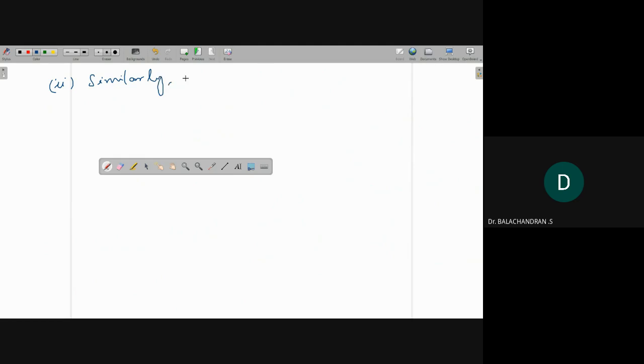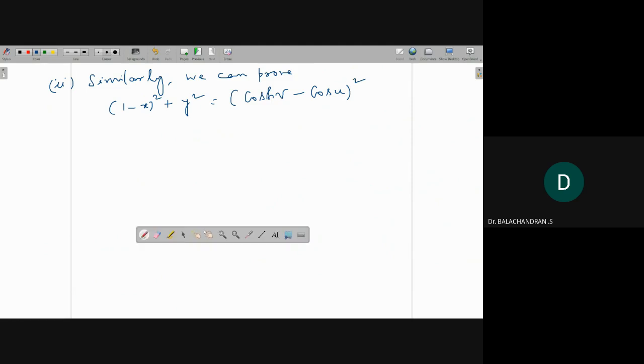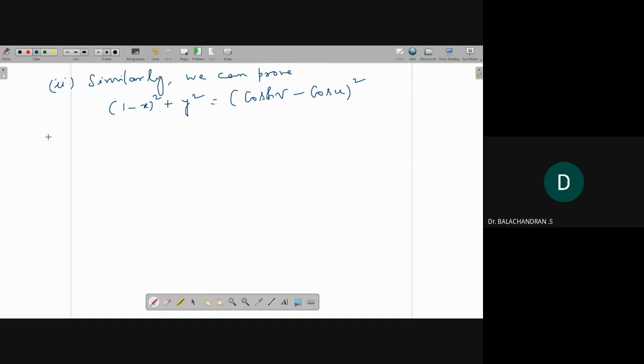Similarly, try to prove. I will write, we can prove, but you should try to prove (1 minus x) whole square plus y square equal to (cos hv minus cos u) whole square. Okay. So I think we solved 2 problems. Now third one.